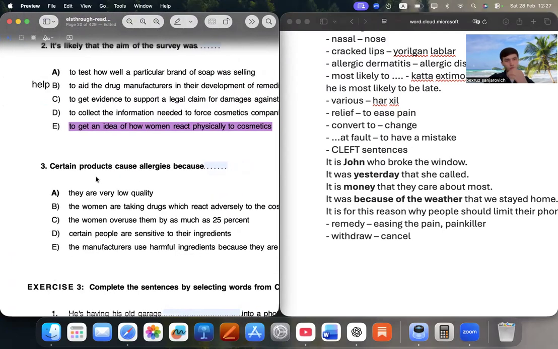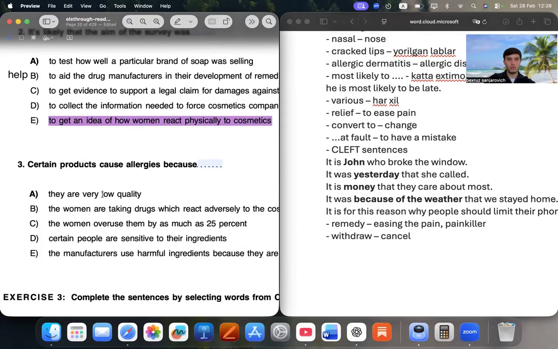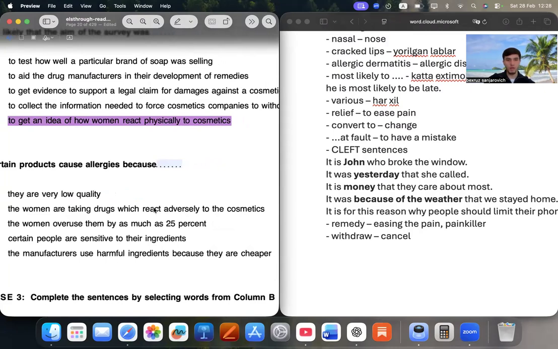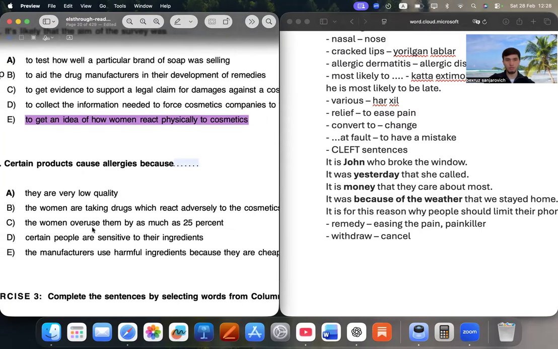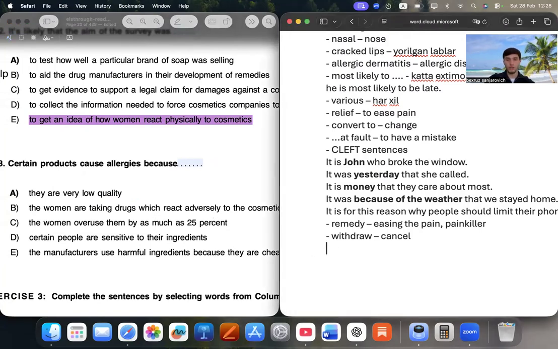Next one. Certain products cause allergies because they are of very low quality. There's nothing about low quality. The women are taking drugs which react adversely to cosmetics. I don't think so. The women overuse them by as much as 25%. They didn't mention overusing, but we can learn the chunk as much as.